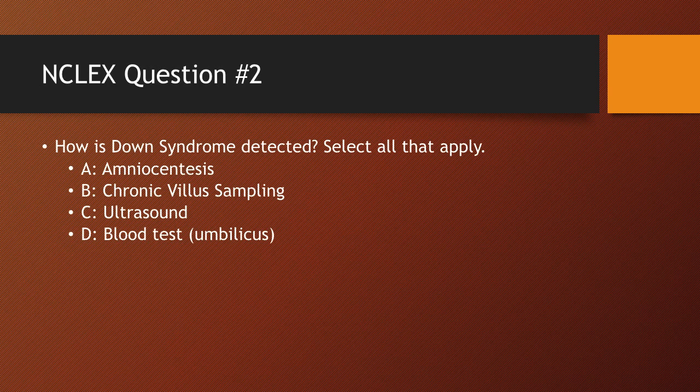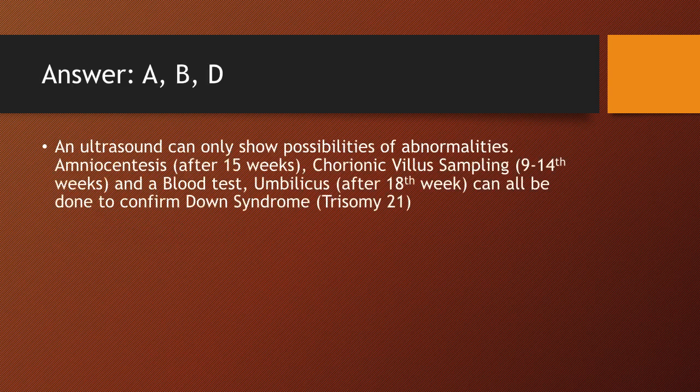NCLEX question number 2. The answer is A, B, and D. An ultrasound can only show possibilities of abnormalities. Amniocentesis after 15 weeks, chorionic villus sampling, which is between the 9th and 14th weeks, and a blood test of the umbilicus after the 18th week can all be done to confirm Down syndrome, trisomy 21.